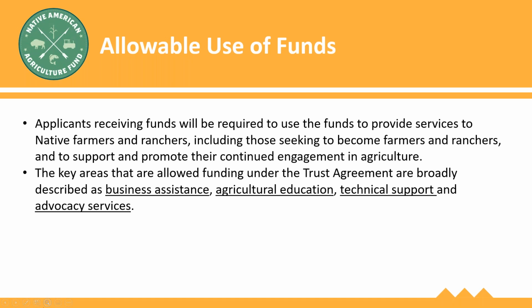Allowable use of funds. Applicants receiving funds will be required to use the funds to provide services to Native farmers and ranchers, including those seeking to become farmers and ranchers, and to support and promote their continued engagement in agriculture. The key areas that are allowed funding under the trust agreement are broadly described as business assistance, agricultural education, technical support, and advocacy services. Next.